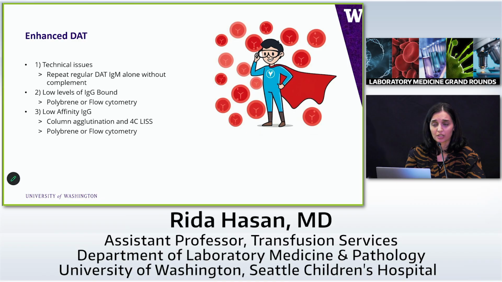Then you can also look for low affinity IgGs via different methods. You can also look for IgA, so a completely different antibody. We often don't think of it as causing hemolysis, but actually there have been reports that IgA can cause immune mediated hemolysis, so looking specifically for that.